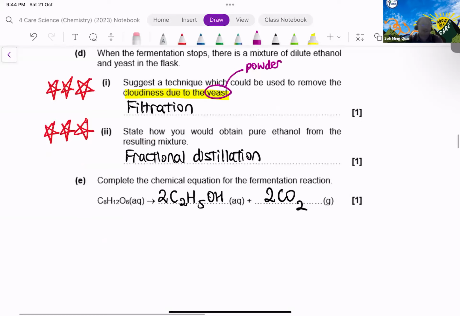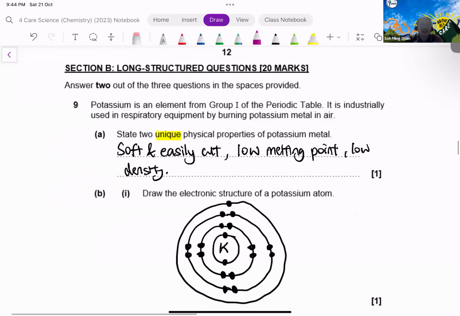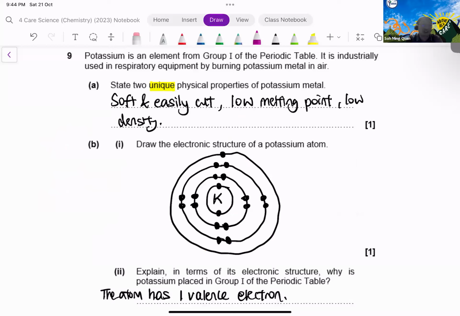Please look at question 9A and B. A and B are just simply regurgitation, right? These are things that you have studied. You can just apply it immediately. So what are two unique physical properties of potassium metal? Unique to potassium, unique to group 1. So you must choose something unique, such as soft and easily cut. That's one property. Low melting point. So group 1 metals have low melting point. Low density, also for group 1. Okay? And finally, for today, draw the electronic structure of a potassium atom.